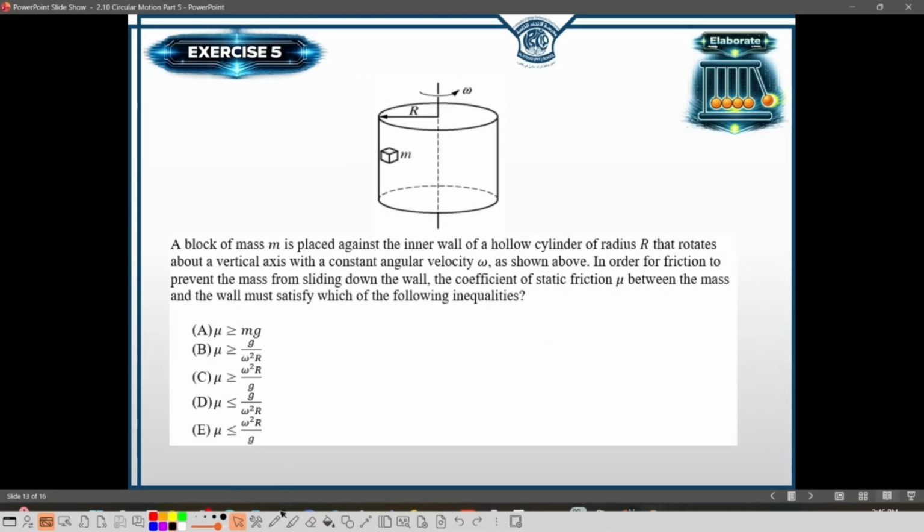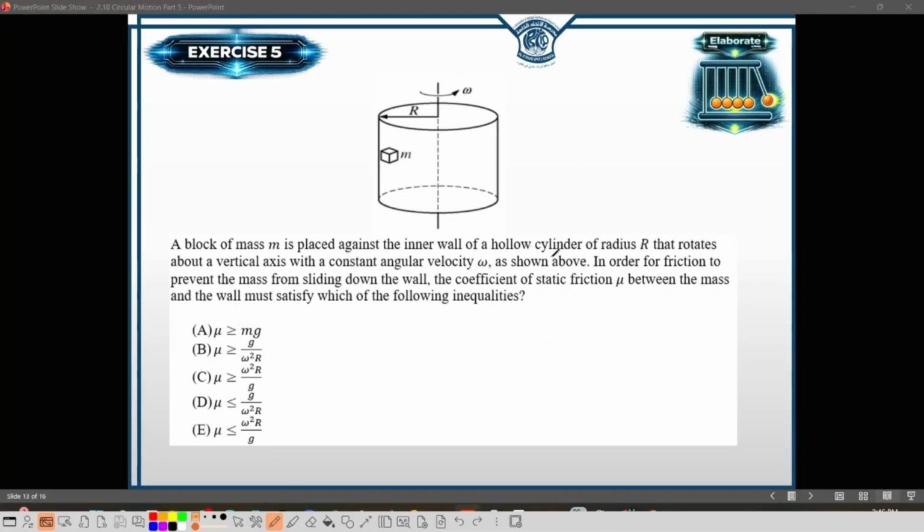A block of mass m is placed against the inner wall of a hollow cylinder of radius r that rotates about a vertical axis with a constant angular velocity omega. In order for friction to prevent the mass from sliding down the wall, the coefficient of static friction between the mass and the wall must satisfy which of the following inequalities?